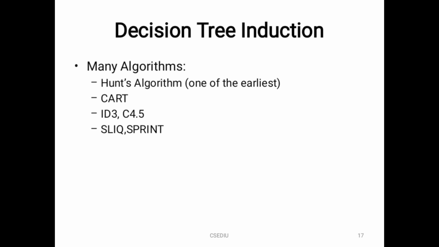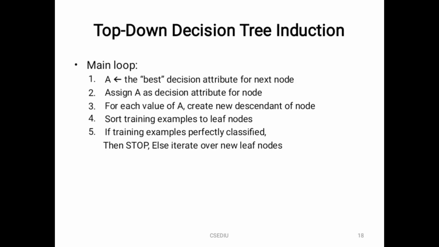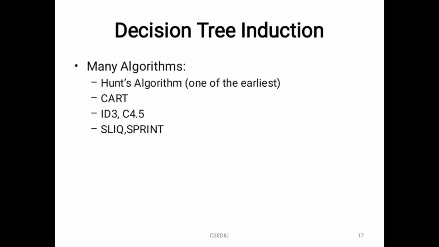Then SLIQ is Supervised Learning In Quest. It's a decision tree algorithm for handling large data sets. Then SPRINT means Scalable, Parallel, Randomized Induction of decision trees. It's another decision tree algorithm optimized for large data sets and parallel processing. That's the overview of decision tree algorithms.